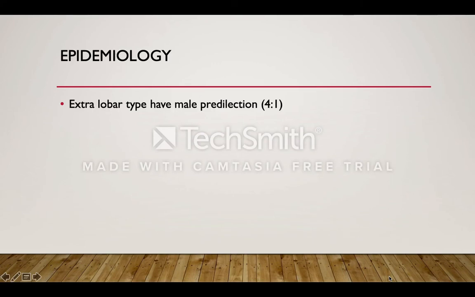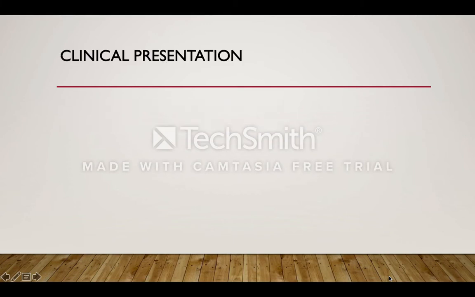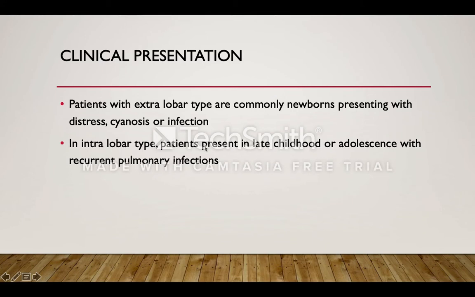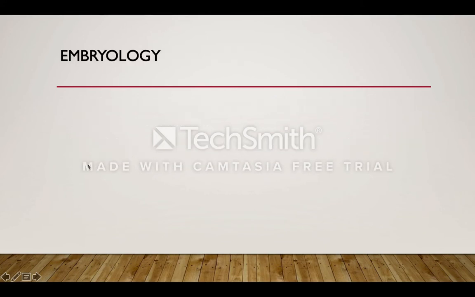Epidemiologically, extralobar type has a male predilection of 4:1 compared to females, and intralobar affects both males and females equally. Clinically, these patients present according to type. The extralobar type commonly presents in newborns with distress, cyanosis, or infection. In intralobar type, patients present in late childhood or adolescence due to recurrent pulmonary infections.